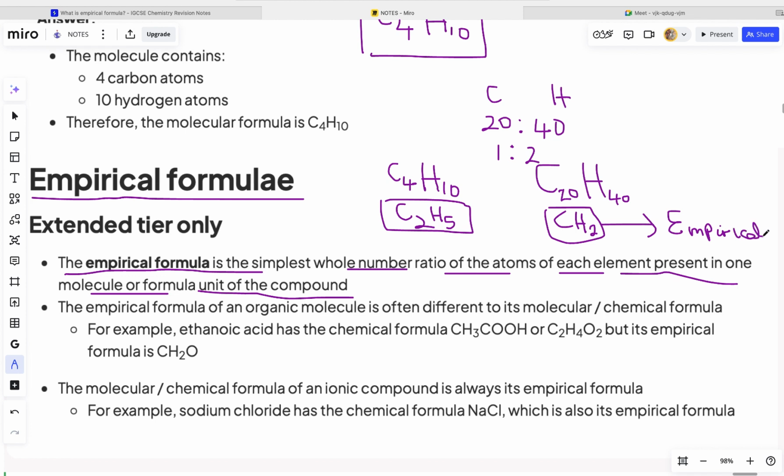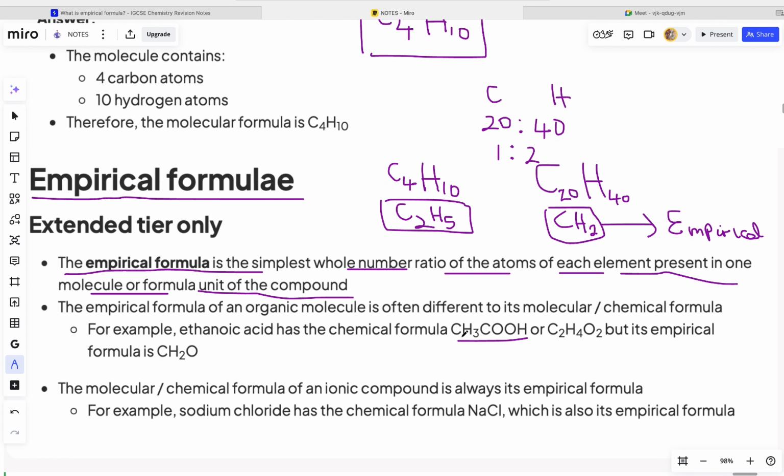Okay, so now we understand what empirical formula is. The molecular formula is the normal formula of that compound. Now, the empirical formula of an organic molecule is often different to its molecular formula or chemical formula, because the empirical formula is the simplest whole number ratio. You can take a look at this. We call this the structural formula. We know we have structural formula, display formula, and molecular formula.